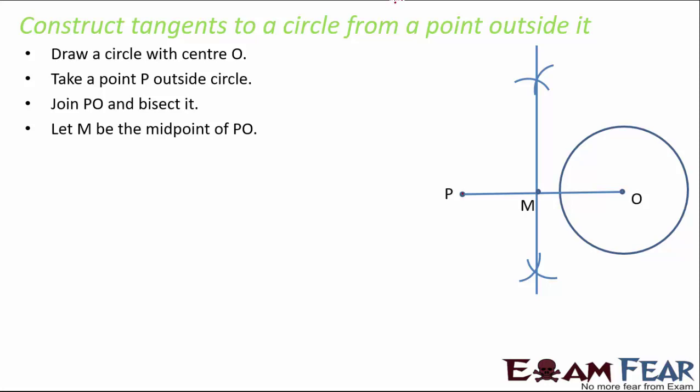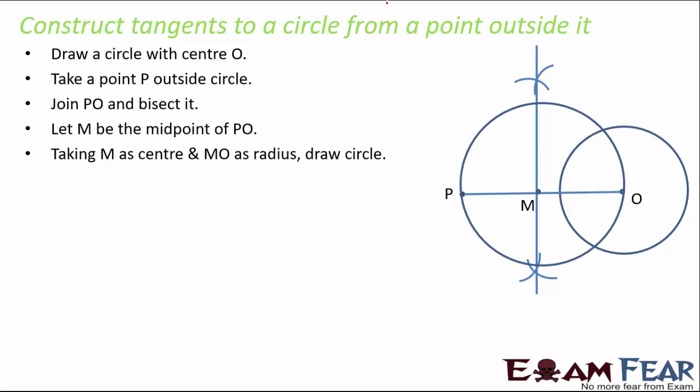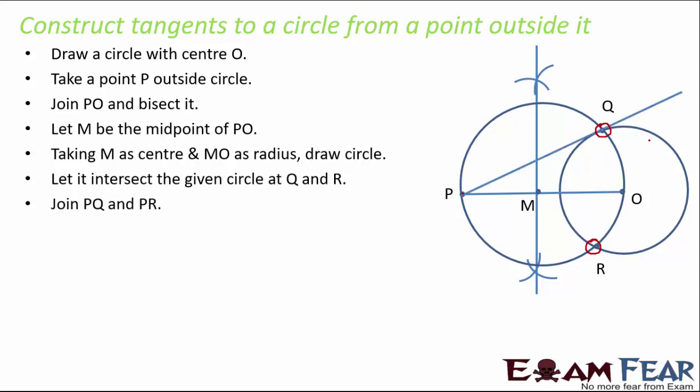Okay. Now taking M as the center and MO as the radius, draw a circle like this. Okay, so we did that. Now let this circle intersect the given circle at Q and R. So these are the 2 points Q and R where this circle intersects the given circle. Okay. Now join PQ and PR. So PQ and PR are the 2 required tangents.